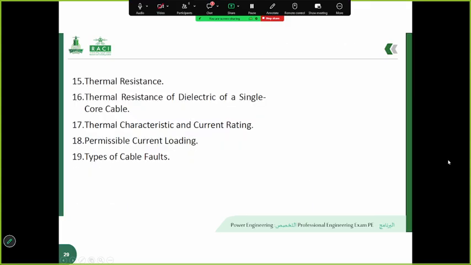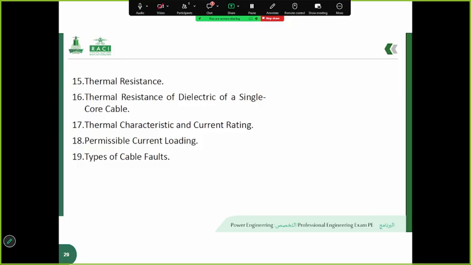And we will also discuss the cable effective resistance and the specific calculation for the capacitance of a three-core belted cable. Okay, we will begin by defining thermal resistance and then apply this concept to calculate the thermal resistance of the dielectric of a single core cable. Understanding these thermal characteristics is essential for determining a cable current rating and its permissible current loading, which directly affects how much power it can safely carry without overheating.